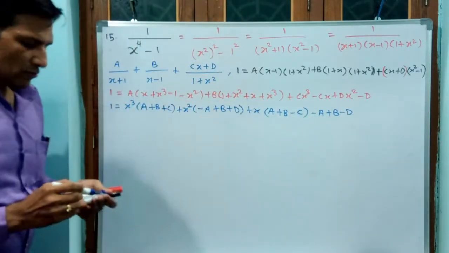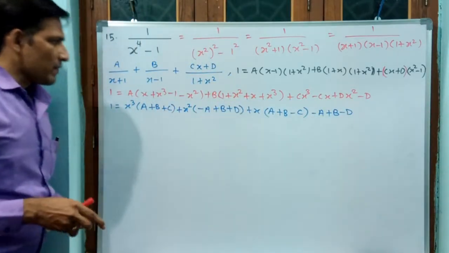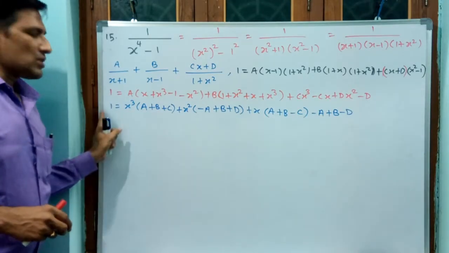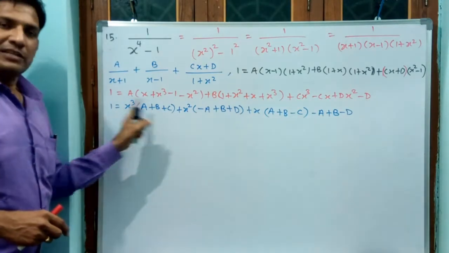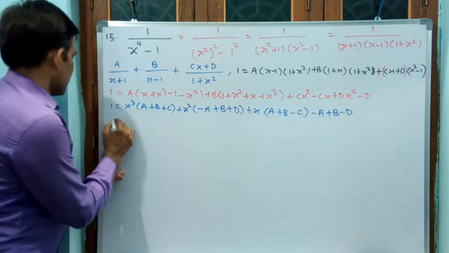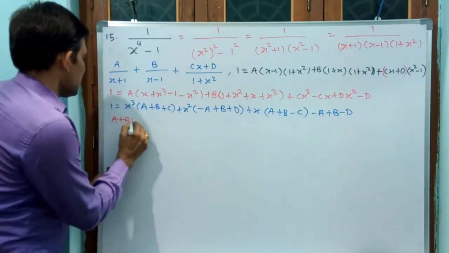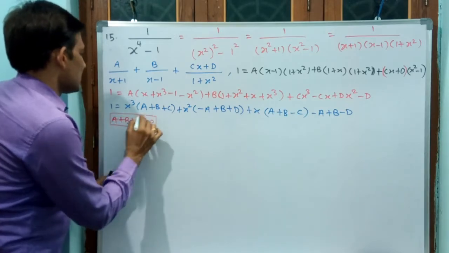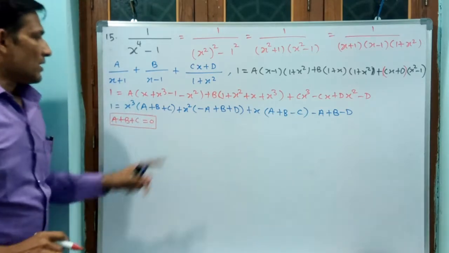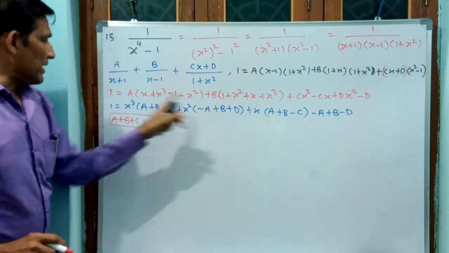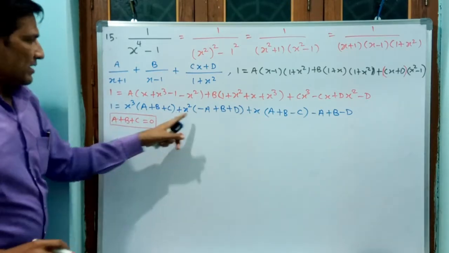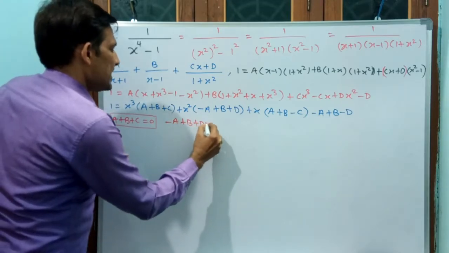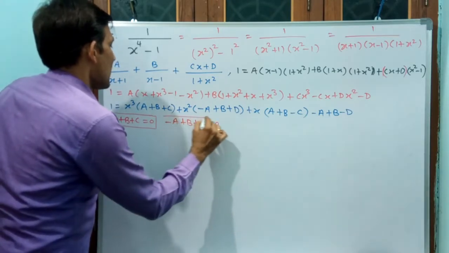1 equal to this thing. You see now, think logically. X cube terms are there on the right but x cube is not there on the left. That means a plus b plus c is equal to 0. This is one equation. X square terms are there but x square term is not there here. That is why minus a plus b plus d is equal to 0.